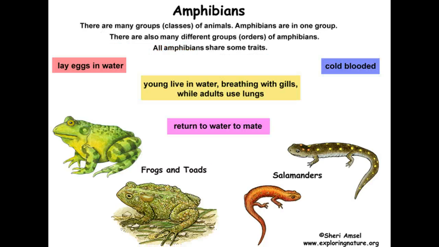And just to review, amphibians, many groups of them and classes of them. They lay eggs in water. They have young that live in water and breathe with gills, while adults use lungs. They're cold-blooded and they return to water to mate. Examples of them are frogs and toads and salamanders.